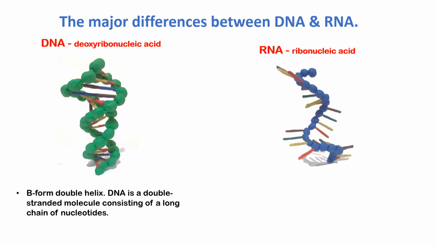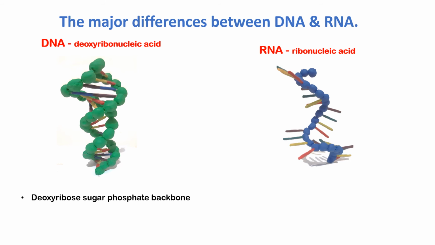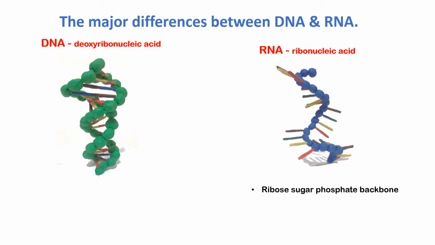DNA has a B-form double helix. It is a double-stranded molecule consisting of a long chain of nucleotides. RNA has an A-form helix. It is a single-strand helix consisting of shorter chains of nucleotides. DNA has a deoxyribose sugar phosphate backbone, while RNA has a ribose sugar phosphate backbone.